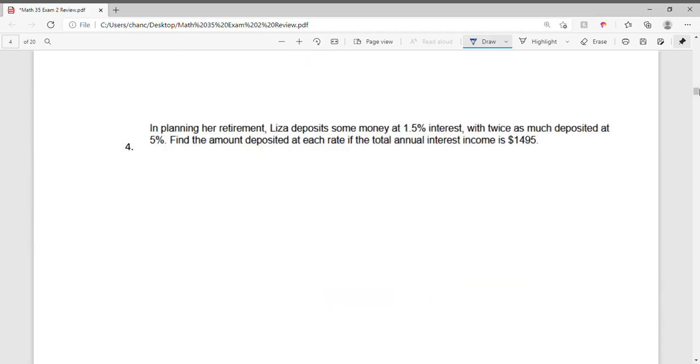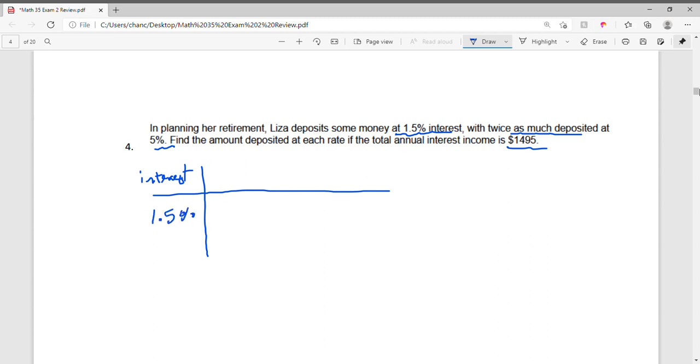Question 4. In planning her retirement, Liza deposits some money at 1.5% interest with twice as much deposited at 5% interest. Find the amount deposited at each rate if the total annual interest income is $1,495. For this question, I like to use a table. Let's look at the different interest rates that we actually have. We have a 1.5% and we have a 5% interest rate.